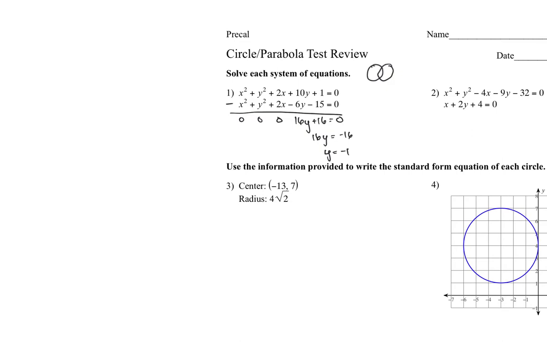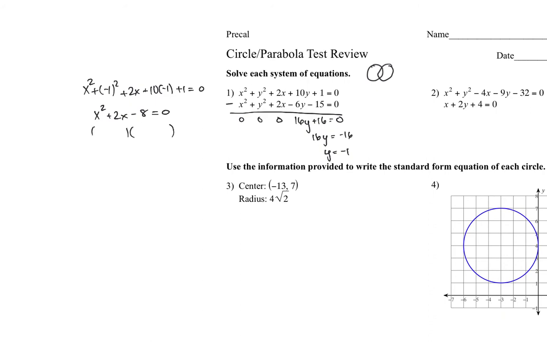So what we're going to do is take this y and plug it back into one of the original equations. So we're going to say x squared plus negative 1 squared plus 2x plus 10 times negative 1 plus 1 equals 0. I'm going to simplify a lot of this. Obviously, the negative 1 squared is just 1, and then the negative 10 there. You're going to end up with x squared plus 2x minus 8 equals 0. At that point, we're going to do some basic factoring.